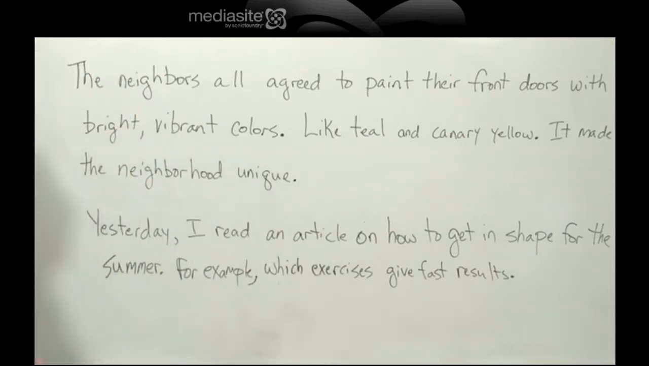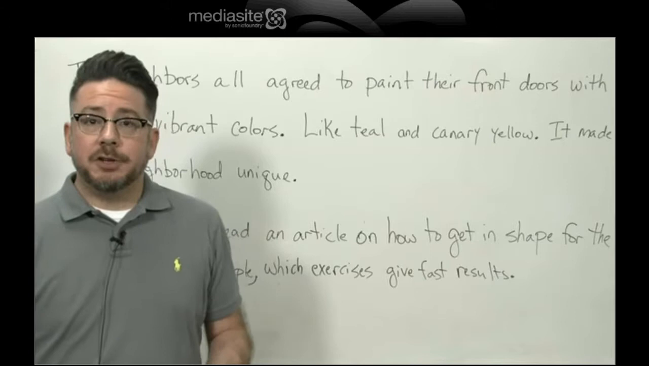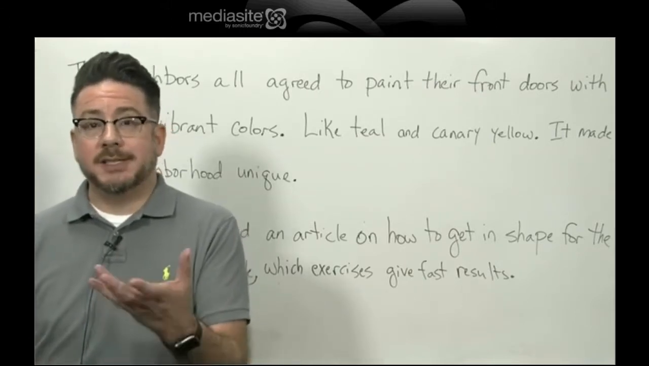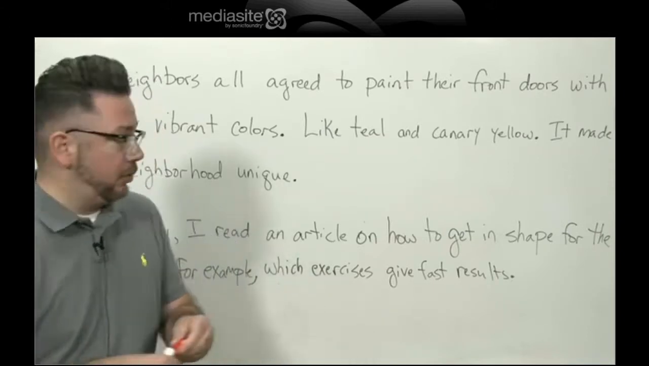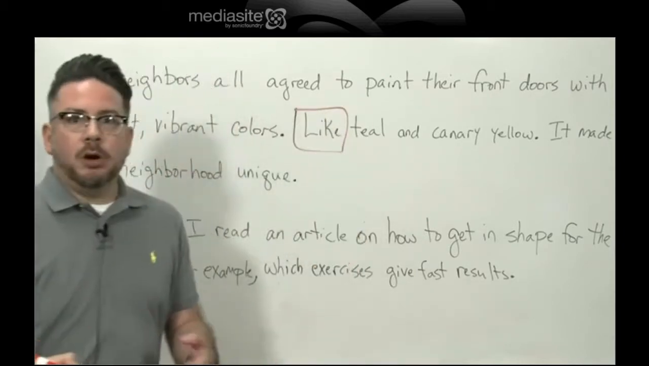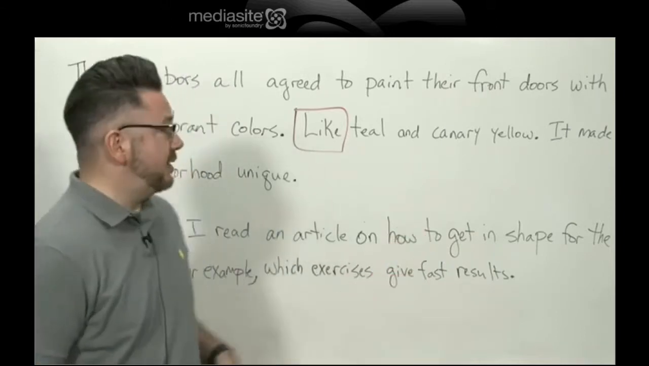The neighbors all agreed to paint their front doors with bright, vibrant colors, like teal and canary yellow. It made the neighborhood unique. So where is the fragment here? Well, our first clue: do we have an added detail word, a signal phrase that indicates we have an added detail? And the answer is yes, we do. The word "like." When I see that word, it suggests to me that this could be a fragment. So let's check and see.